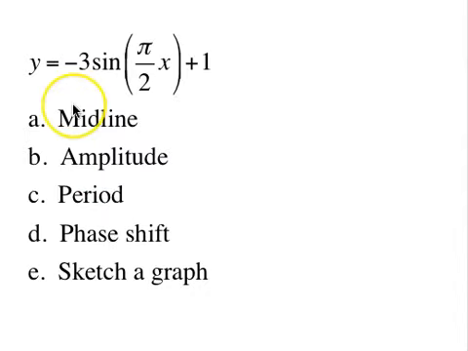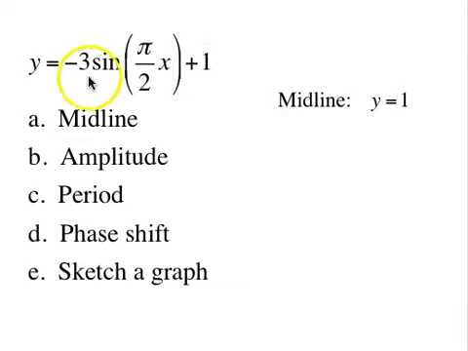Next, we have this graph of y equals negative 3 times the sine of pi over 2 x plus 1. We want to find midline, amplitude, period, phase shift, and then sketch a graph. So let's go through that process. Now, the midline, that's the shift up or down, and we see the plus 1 here. So normally the midline of a sine function is y equals 0, but if we shift it up 1, the midline is going to have to be y equals 1.